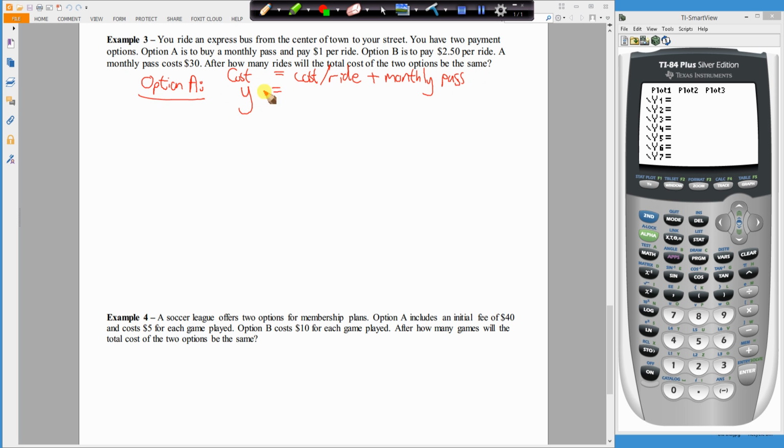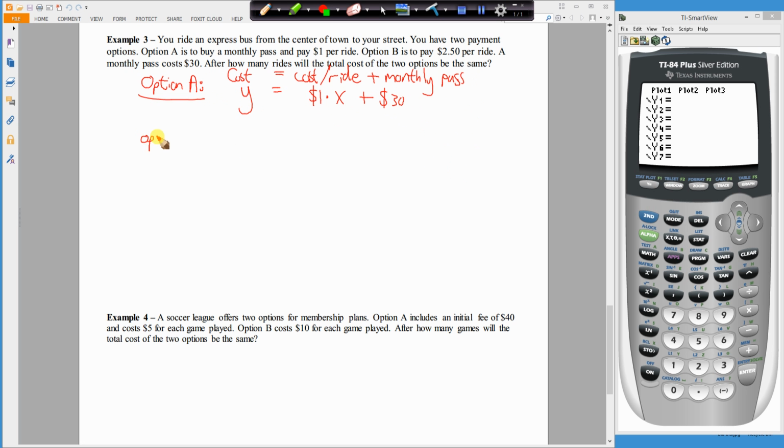So Y is my cost. Let's say the number of rides variable is X, and the cost per ride is $1 times the rides. So $1 times X, 1 times X. $1 per ride, plus the monthly pass, they say costs 30 bucks. So this is my equation for option A.